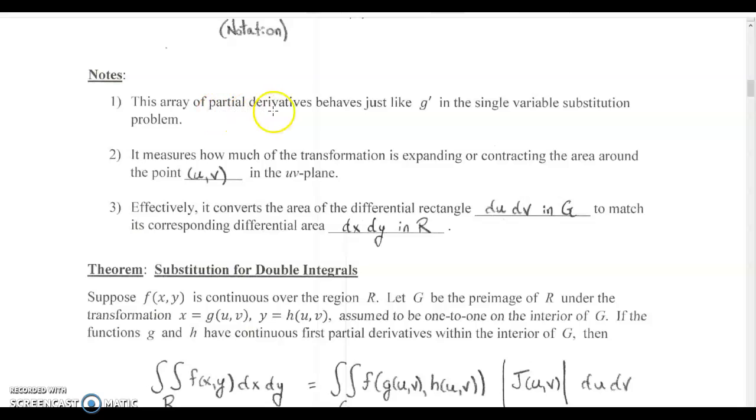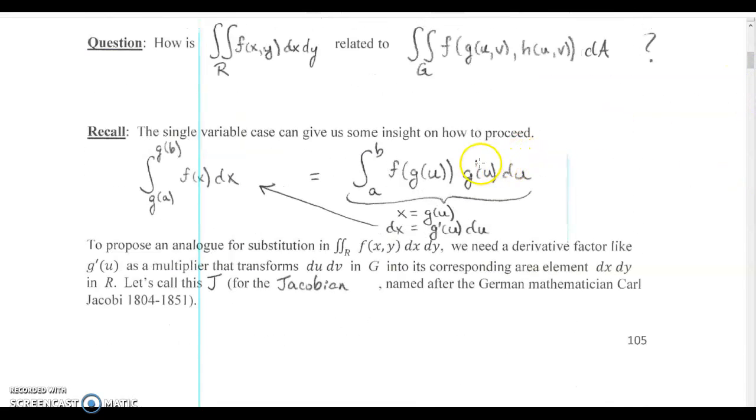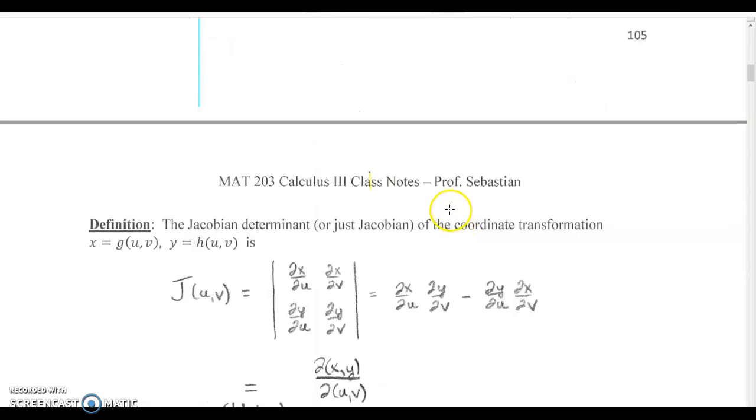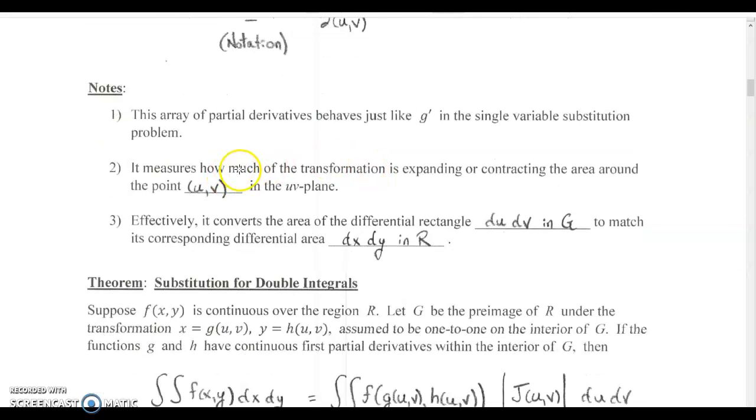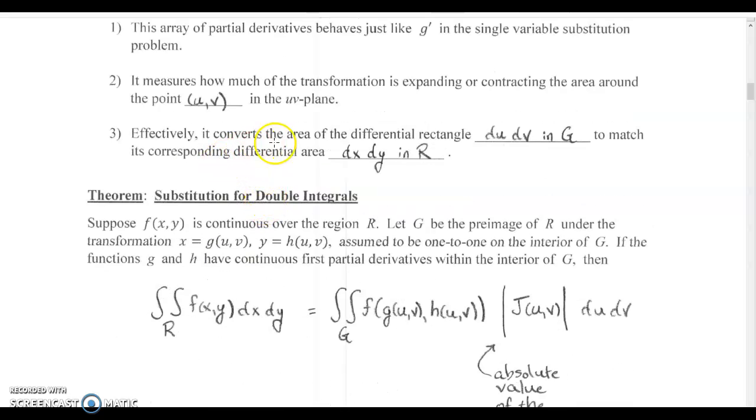So notes, this array of partial derivatives behaves just like g prime in the single variable substitution problem, right? So remember g prime, it behaves like this guy. It's what we're going to be able to say that x actually transformed from this. Okay, so this has a derivative term. So this Jacobian is like that derivative term. And it measures how much of the transformation is expanding or contracting the area around the point uv in the uv plane. Effectively, it converts the area of the differential rectangle du dv in G to match its corresponding differential area dx dy in R.